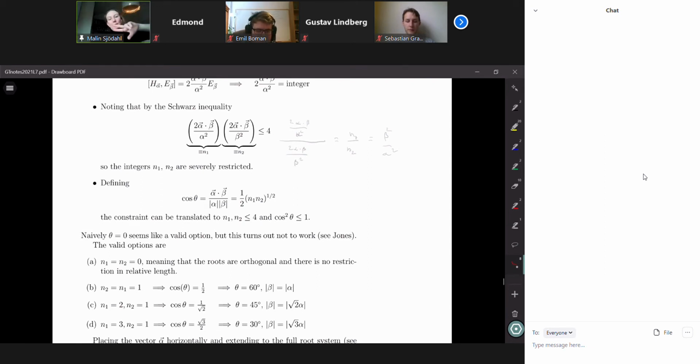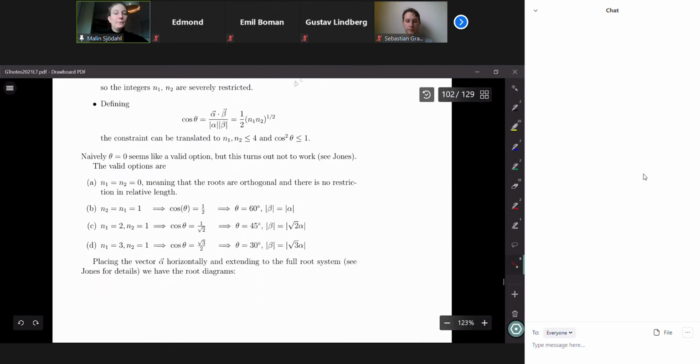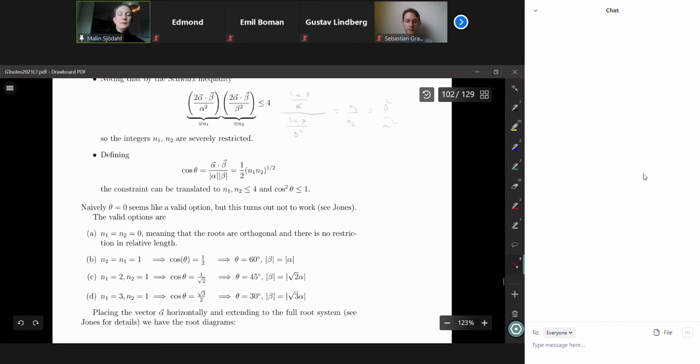At first it may seem like theta equal to 0 is a valid option, so they would then be parallel, but that turns out not to work by a not so lengthy argument that you can look up in Jones. So instead, the valid options are that both n1 and n2 are 0. If n1 and n2 are 0, that corresponds to the root vectors being orthogonal, and in this case there is also no restriction in their relative length.